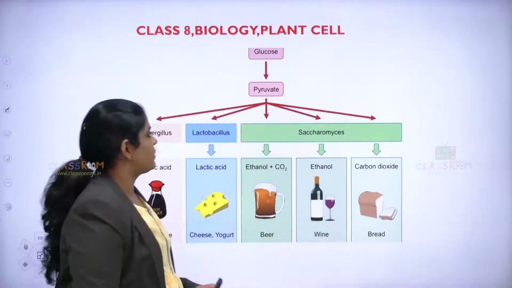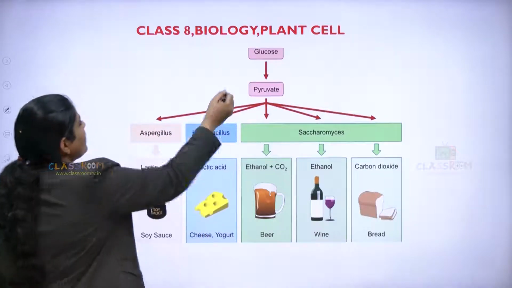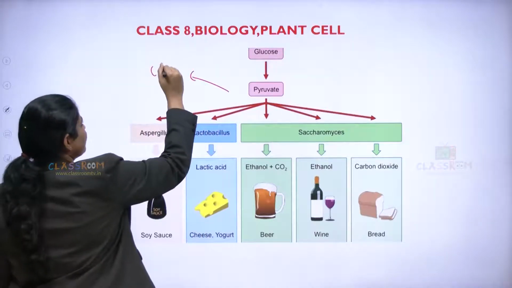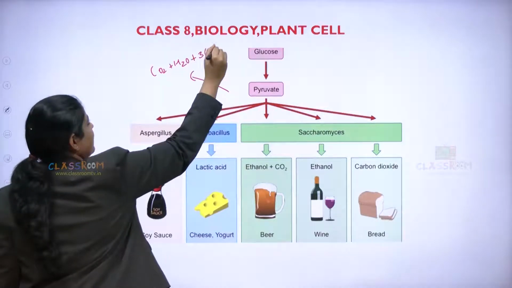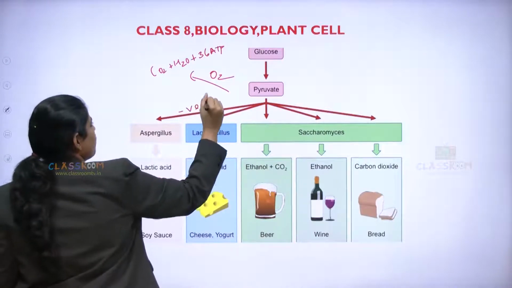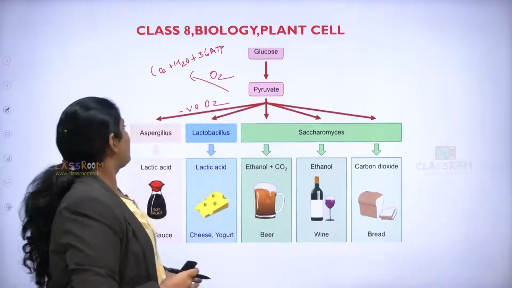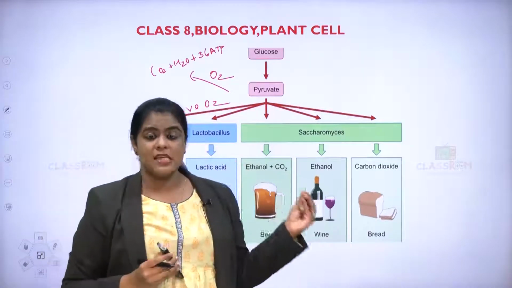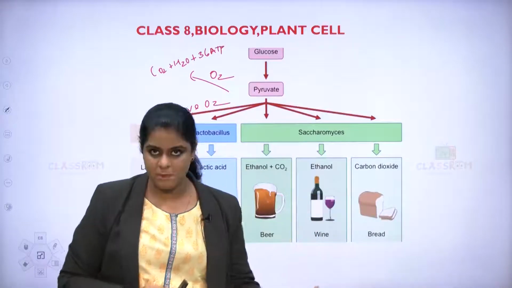So let me show you something. Glucose is converted into pyruvate. Now pyruvate will be converted into carbon dioxide, water and 36 ATP in presence of oxygen. And in absence of oxygen, these all will be happening. So this process is called fermentation, where we are using anaerobic respiration as the base.